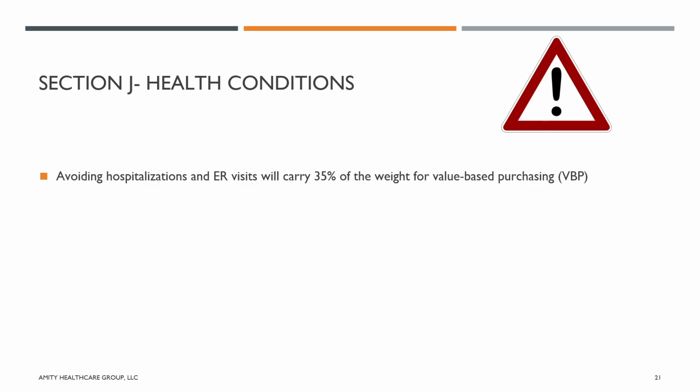With value-based purchasing, 35% of the weight is based on hospitalizations and ER visits. What this means now for home health agencies is that anytime a patient under the agency's care has to utilize the hospital or ER, it is counted against them in those measures. It doesn't mean that we're going to be able to avoid everything, but it does mean that we have to do our best to prevent that, right?